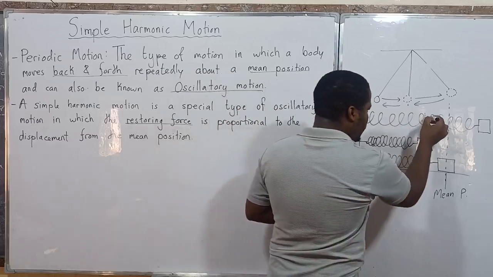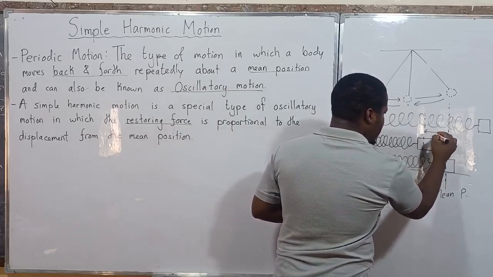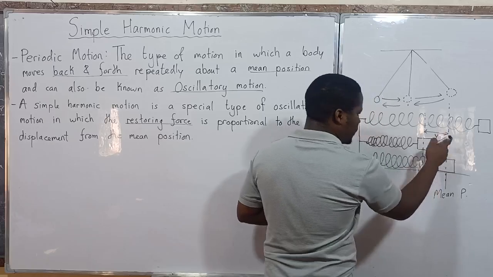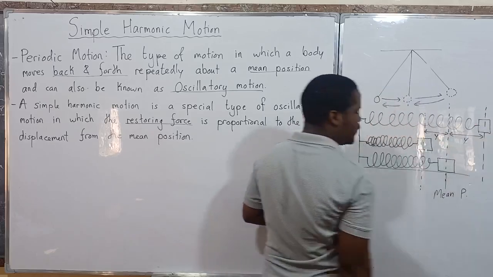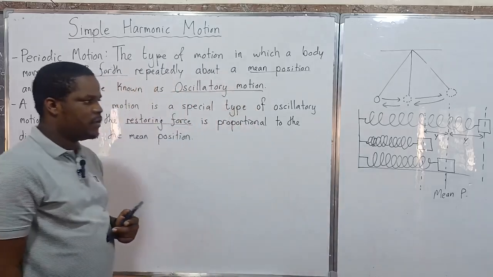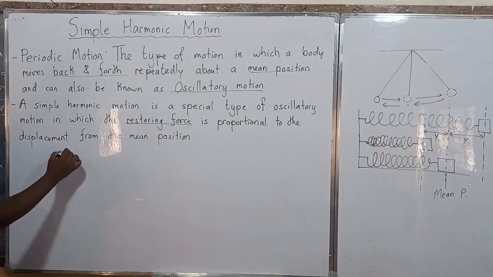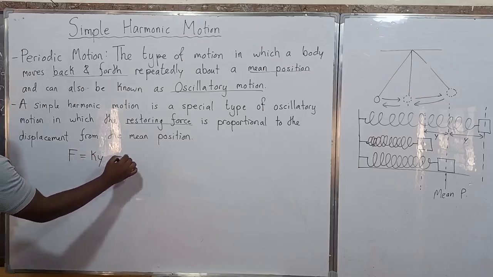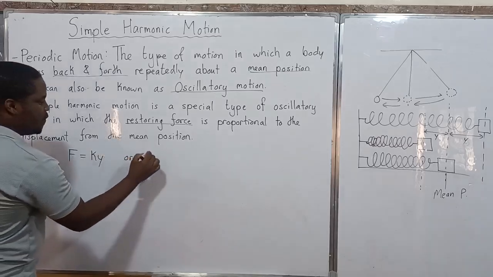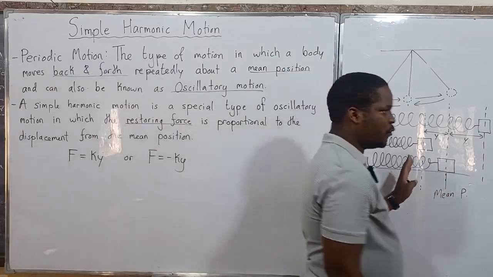Now, we're going to talk about the displacement from the mean position. Let's use y for displacement. This is also another displacement, y, from the mean position to the maximum point where it has been stretched, and from the mean position to the minimum point where it has been compressed. Since we're saying that the restoring force is proportional to the displacement, then we can easily say force is equal to ky. Or to start with, you can say force is equal to negative ky, depending on whether it is being compressed or being stretched.